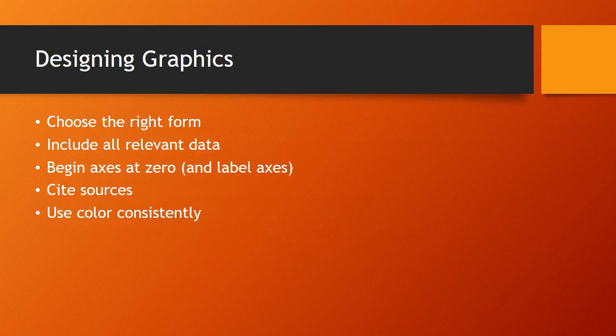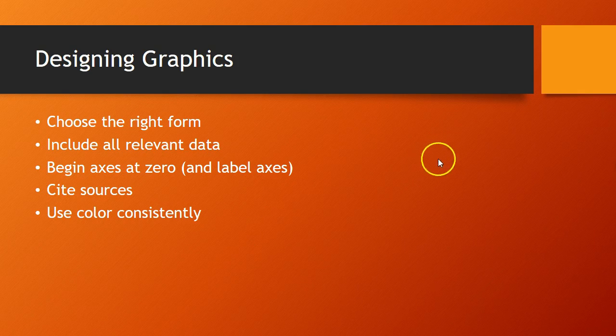When you are actually designing your graphics, there are a few basic things to pay attention to. Choosing the right form. In order to choose the right form, you're going to want to know what type of information you're presenting and then select the right type of graphic to present that information. There's a lot of information again in your textbook on this. I think it's on page 211, 212. I'll come back to it later in these slides.